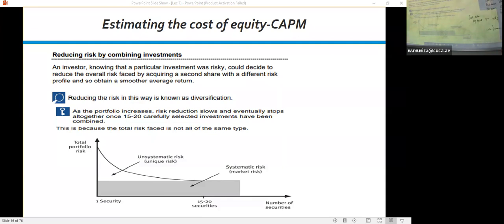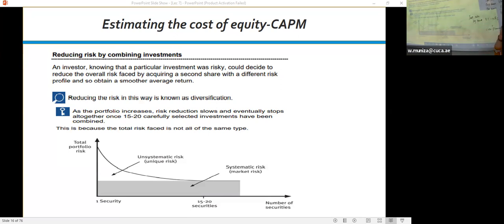My dear students, every investor does know that investing all of the funds in one particular security is a risky thing. So instead of investing only in one company or only in one project, they diversify. They diversify their investment portfolio. They divide their investment into different companies or different industries. The reducing of risk in this way is known as diversification.